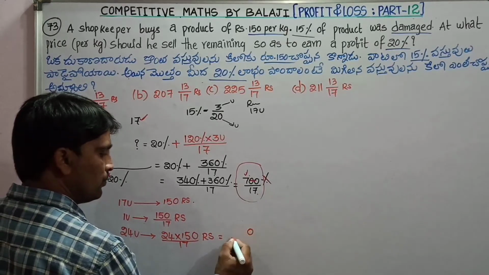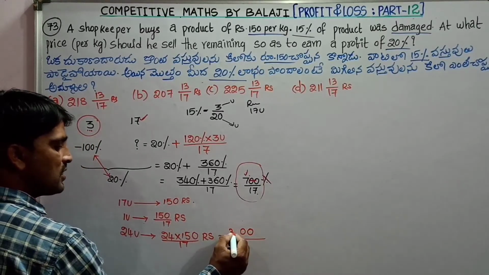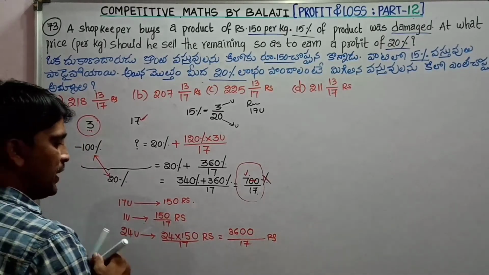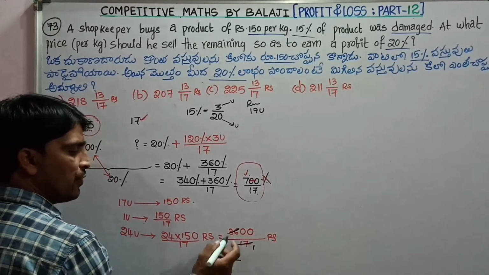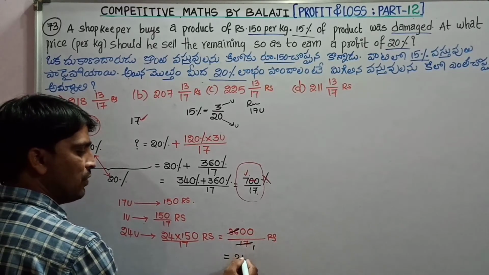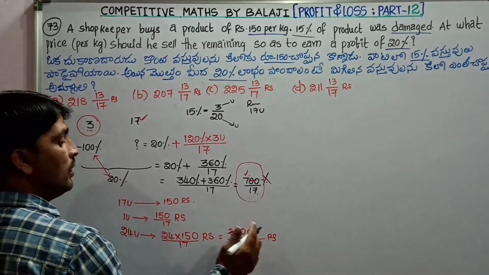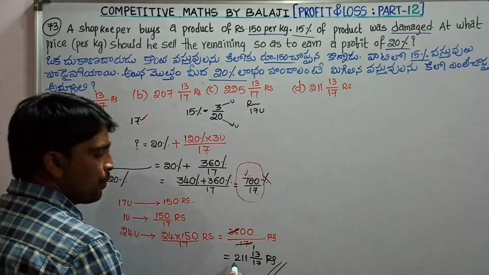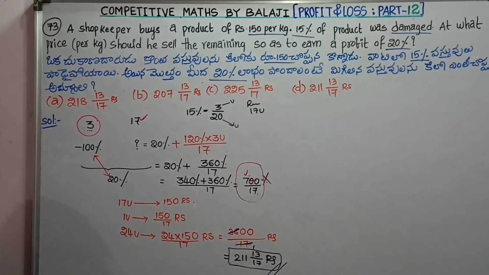Equal to 15 fours are 60, 15 twos are 30 plus 6, 36 by 17 rupees. Yes, cancel it by 17 table. 17 ones are 17, 17 twos are 34, remainder 2, 0, 20, 17 ones are 17, remainder 3, 0, 30, again 17 ones are 17, remainder is 13 by 17 rupees. The selling price of the product per kg is 211 whole 13 by 17 rupees.